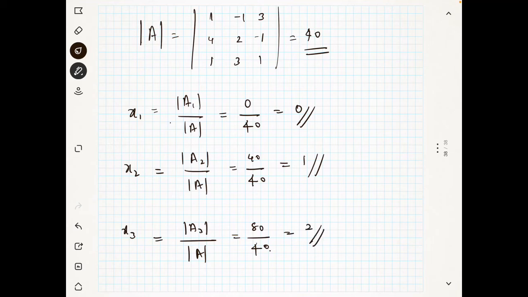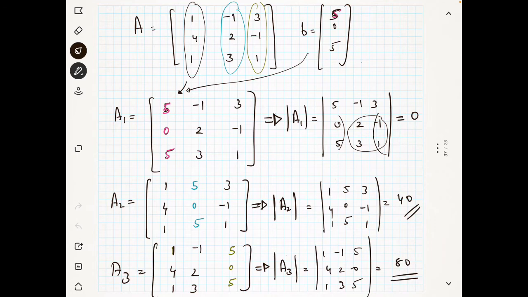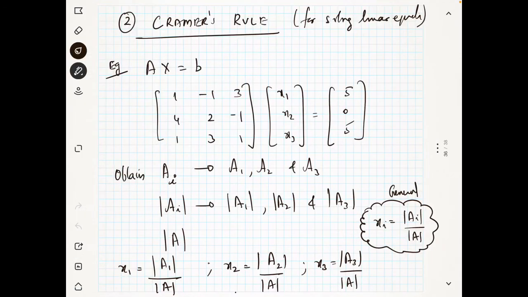So this method is known as Cramer's rule for solving linear equations. I hope this is clear to you. So this is Cramer's rule. You can solve linear equations by using Cramer's rule also.